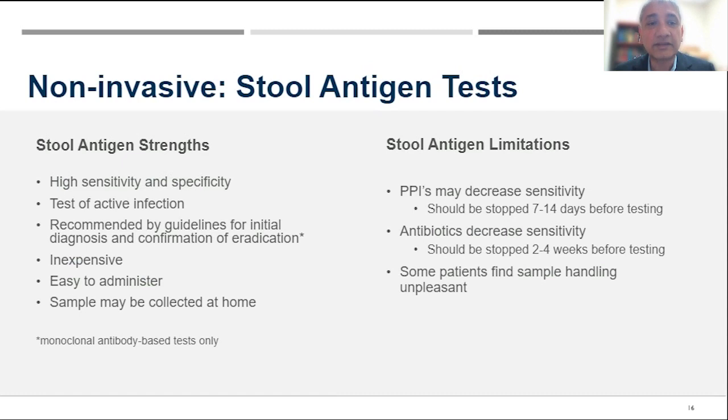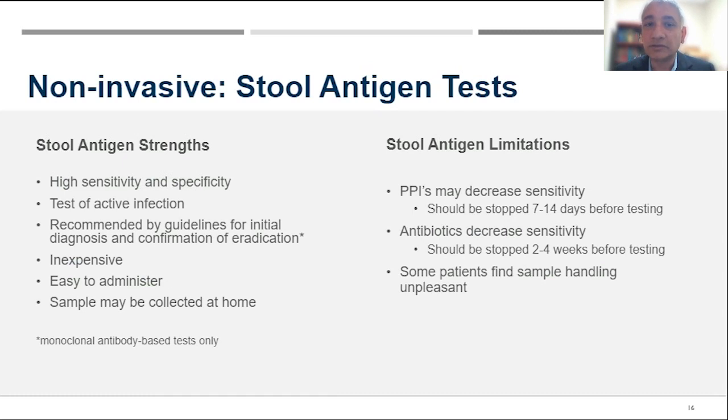It is, like the urea breath test, endorsed by guidelines from the American College of Gastroenterology and other gastroenterology professional societies. It is inexpensive. It is easy to produce and deliver the sample to the lab, and the sample may be collected at home.